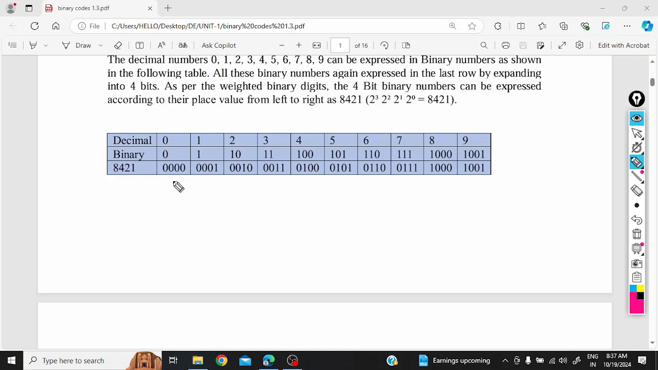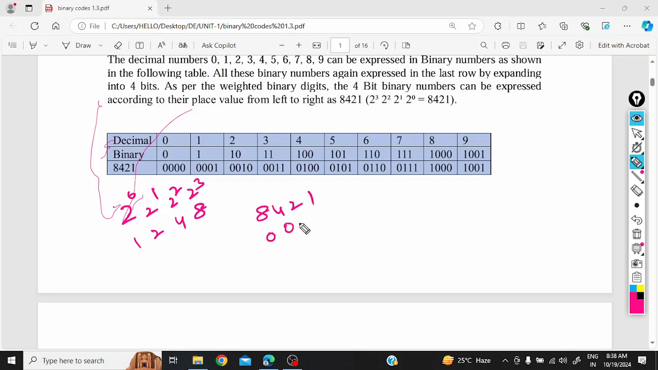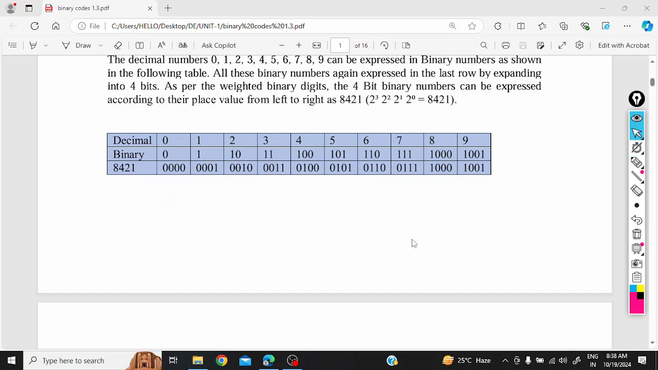Now you can clearly observe 2 power 0, 2 power 1, 2 power 2, 2 power 3, that is 8, 4, 2, 1. So under 8, 4, 2, 1, if I am placing all zeros, my value is going to be 0. If I am placing 0, 0, 0, 1, then my value is going to be 1. Similarly, I have values for 2, 3, 4, 5, 6, 7, 8 and 9. So this is what the representation goes with respect to the calculations related to its positions. Let's get on to the next thing.